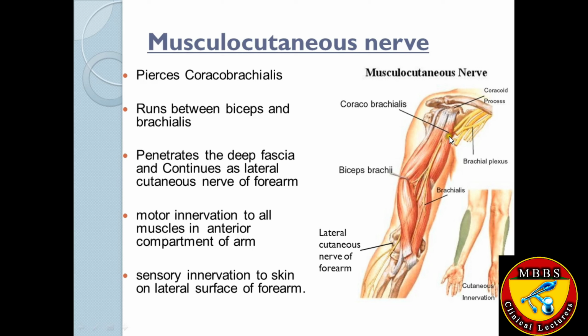Your answer will be: the musculocutaneous nerve pierces the coracobrachialis muscle. So it pierces the coracobrachialis. It runs between the biceps and the brachialis muscle. It then penetrates the deep fascia and continues as the lateral cutaneous nerve of forearm.